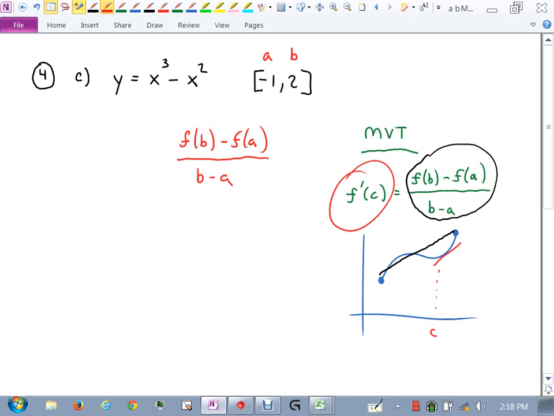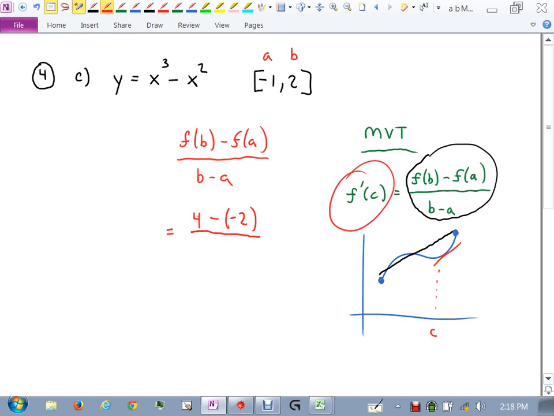So what's f of b? Plug in 2 first, you get 8, take away 4, so you get 4. Minus, plug in negative 1. What's negative 1 cubed? Negative 1, and then minus what's negative 1 squared? Positive 1, so you get negative 1, take away 1, which is negative 2. So you are going 4, take away negative 2.